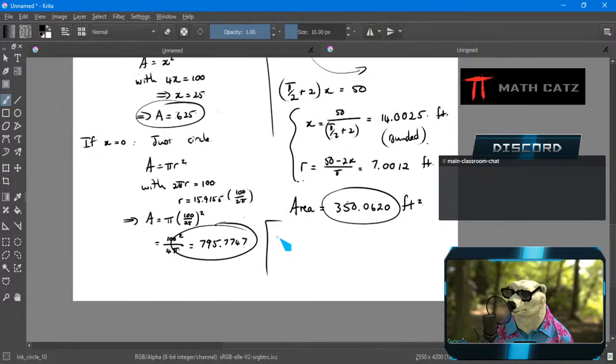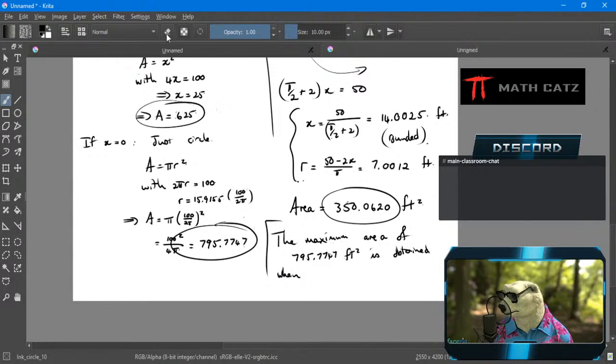So we can write our concluding sentence here. The maximum area of 795.7747 square feet is obtained with a radius, what was my radius? 15.9155 and no square, only the circle.